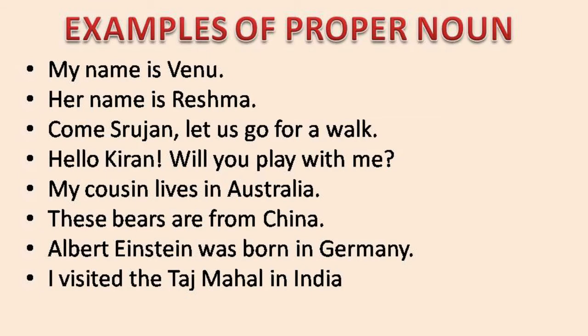My name is Venu. Her name is Reshma. Come Srujan, let's go for a walk. Hello Kiran, will you play with me? My cousin lives in Australia. These pears are from China. Albert Einstein was born in Germany. I visited the Taj Mahal in India. Now can you identify the proper nouns in it? If you are able to identify them, I want you to write them on a paper and post it in the group. Check them out, write them, take a screenshot and send me.